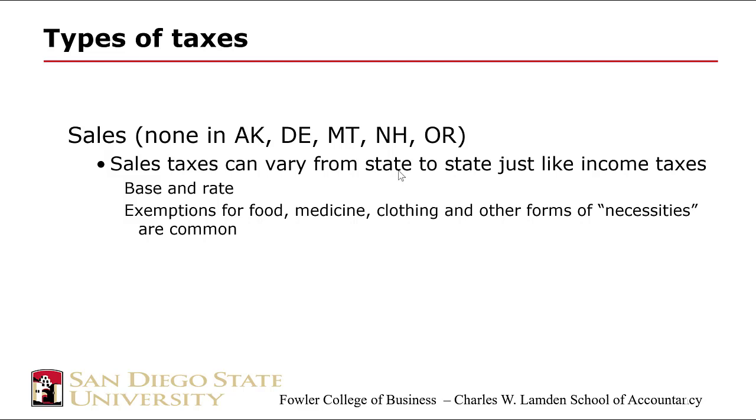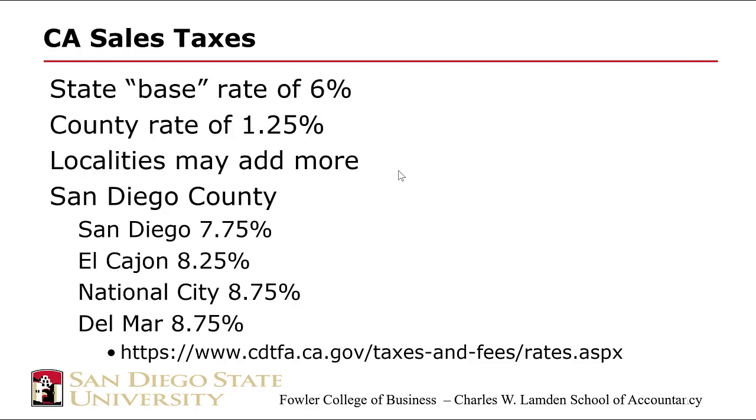Sales taxes can vary from state to state, just like income taxes, and they do, and not just the rate. The base can also vary. So it's not uncommon to see exemptions for food or medicine or clothing, even in some states, or other forms of necessities, right? So things that are identified as necessities often are not subject to sales tax because otherwise that would become regressive with respect to incomes.